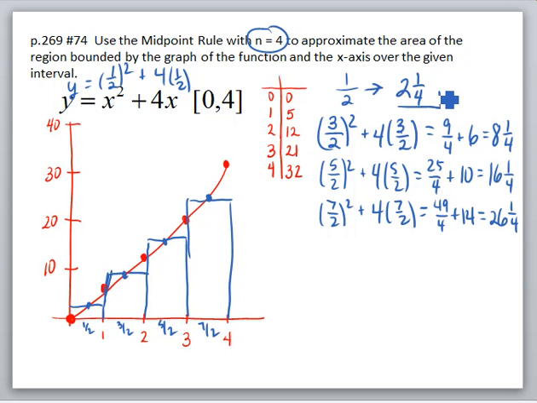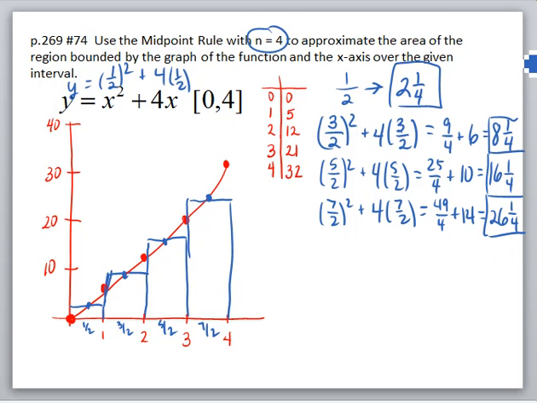So now I have each of my heights, and I'm going to go ahead and box those in because I'm going to need those for my area of my rectangles. So now all I need to do is find the area of the rectangles.